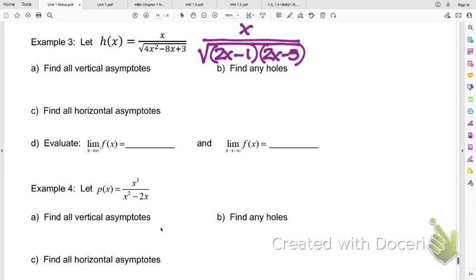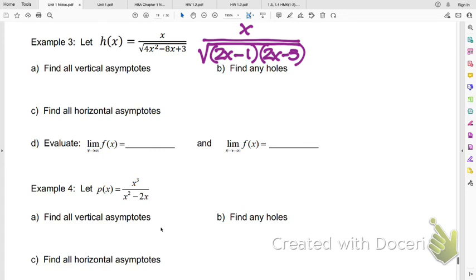Okay. These factors are still multiplied by each other underneath the square root. So if one of those factors is equal to 0, wouldn't it still make the whole bottom 0, even though there's a square root thrown into this? Yeah, it would. So I can still set those factors equal to 0 to find a vertical asymptote with one additional piece of information.